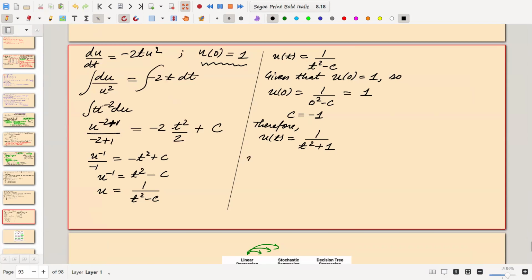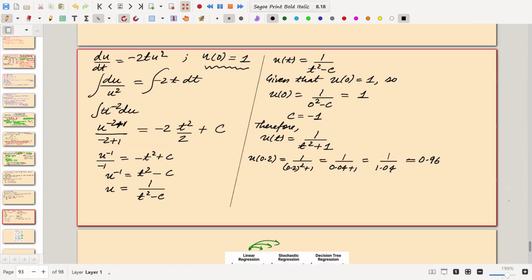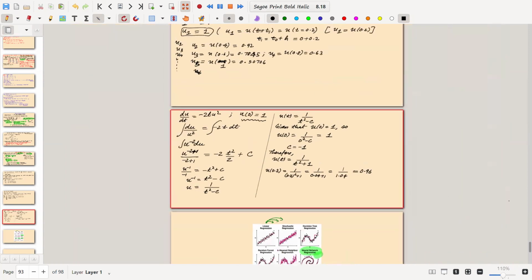Now u at 0.2 is equal to 1 by 0.2 whole square plus 1. This is equal to 1 divided by 1.04. This will come around 0.96, I think, right? You can check with your calculator. Okay, 0.96. What were you getting?